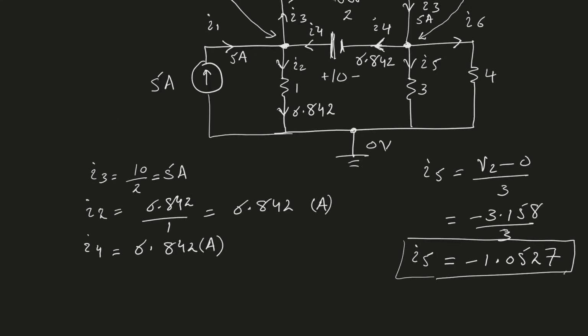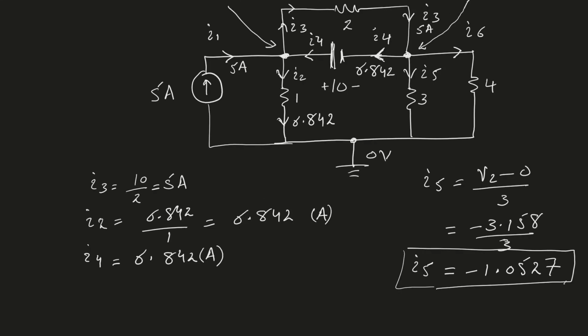Now you see I5 turned out to be negative, which means I5 is actually flowing in the opposite direction, not the one that we assumed. We assumed that I5 is flowing from node 2 to the ground, but in reality, the current in this 3 ohm resistor is flowing in the opposite direction. So the current in the 3 ohm resistor is actually going from the ground into node 2, and the magnitude of that current is 1.0527 amperes.